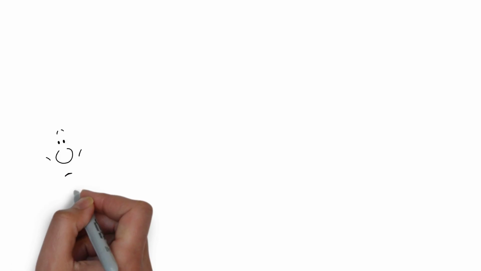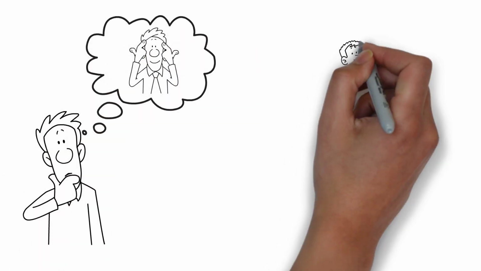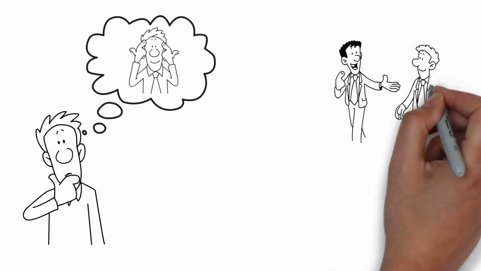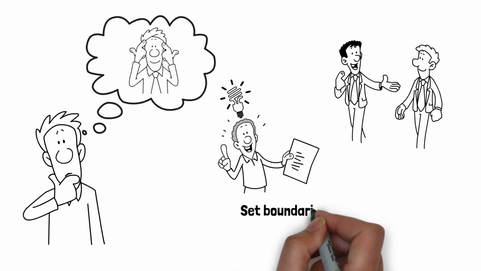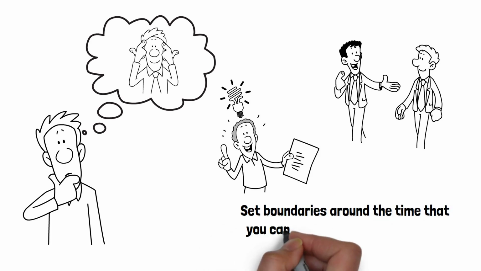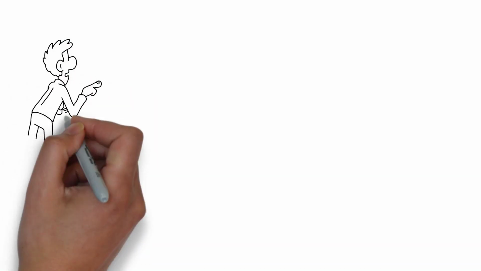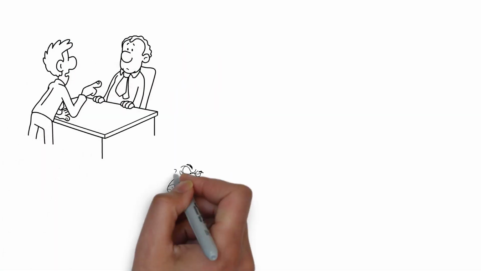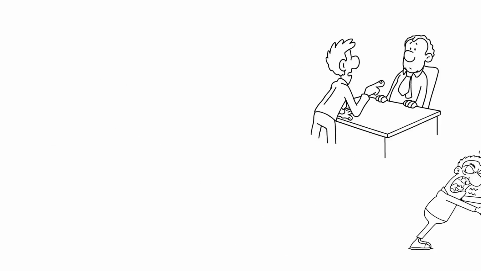For the rescuer, you need to think of yourself as a mentor rather than a rescuer. Do not jump into it without being asked. Practice your emotional intelligence to quote-unquote read the room. Set boundaries around the time that you can listen and help the person. And for the persecutor, instead of blaming, criticizing, or attacking others, shift your focus to understanding and cooperation.